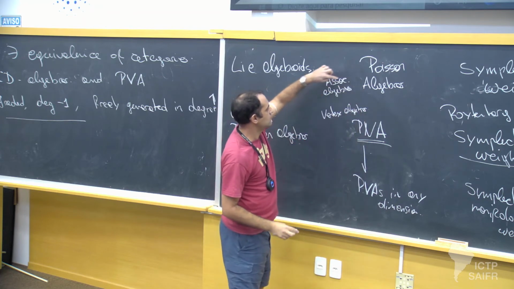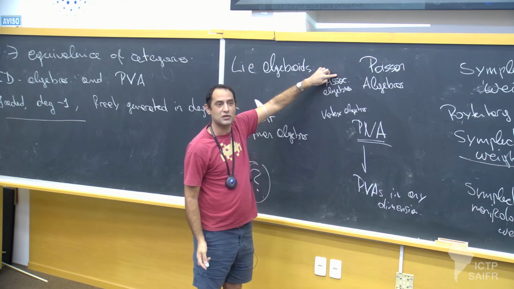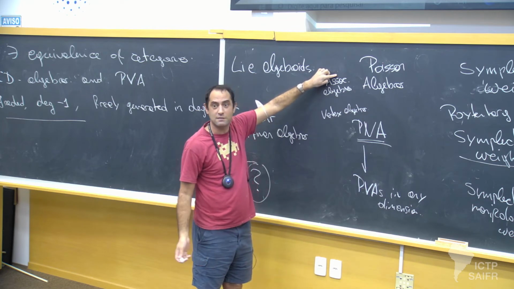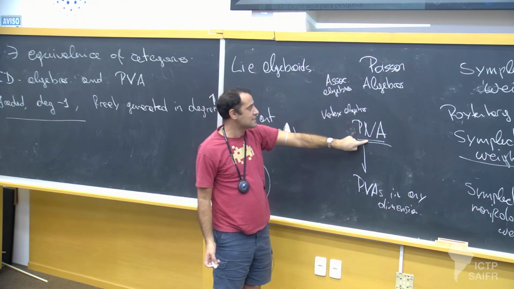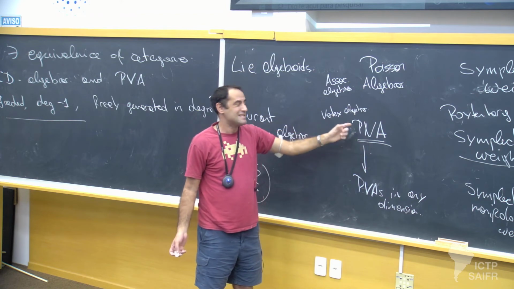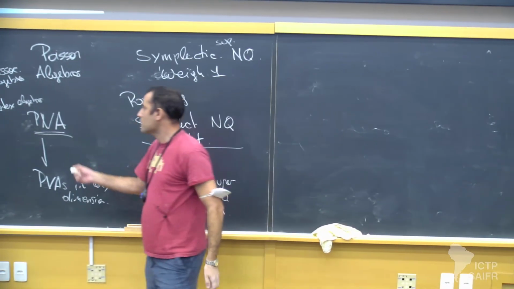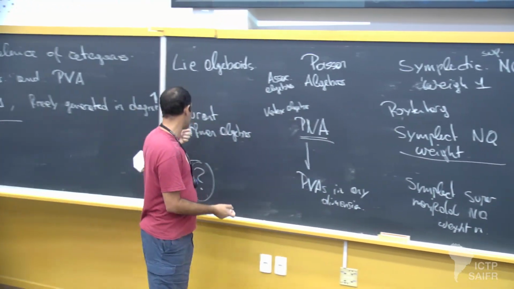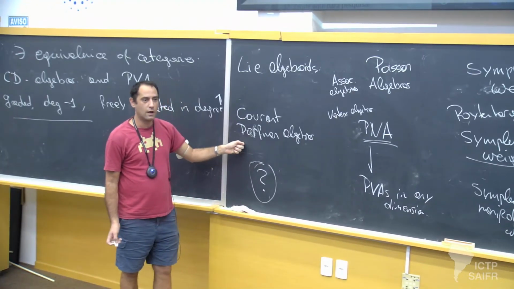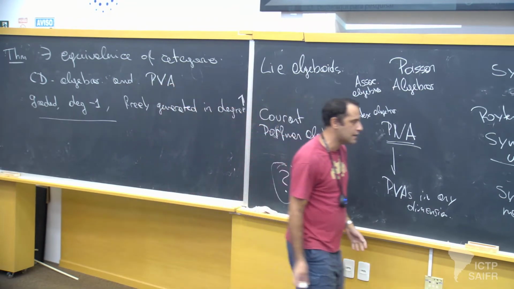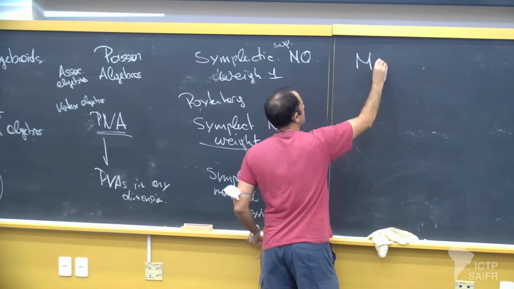Now quantizing Poisson algebras is an interesting problem, and it's a very difficult problem, but we know lots of things. Quantizing Poisson vertex algebras, there's no such thing. So first of all, these are not arbitrary Poisson vertex algebras. They come from Courant-Dorfman algebras, and this is a theorem of Malikov.